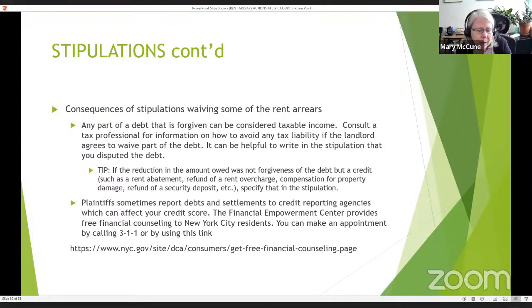The financial impact, again, something I'm really not an expert on, but the city has a free financial counseling program called the Financial Empowerment Center, and you can make an appointment to speak to them by calling 311 or by using this link. I know this is a lot to remember, and if you're in civil court and you don't deal with this issue, don't worry about it. Focus more on how much you have to pay and getting the case dismissed, that's your priority. But this is just so you can think about it.